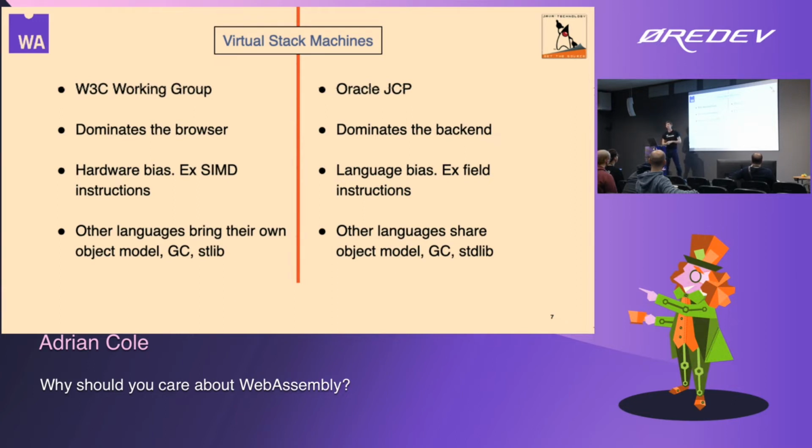Conversely, Java's language bias has some interesting things about it. For example, because there are common instructions for things like field access and whatnot, you can share things like garbage collectors and object models and even a standard library across JVM languages, which is not something you can do with WebAssembly. So when you compile something to WebAssembly, it's throwing everything in the box. Garbage collector, if it's a garbage collected language, any standard libraries, so you get sort of the WebAssembly equivalent of a fat jar or something like that.